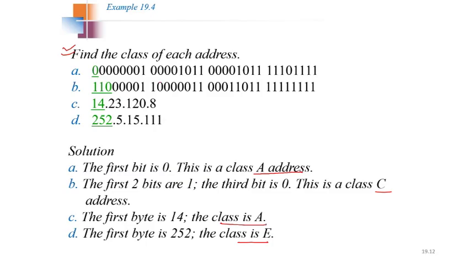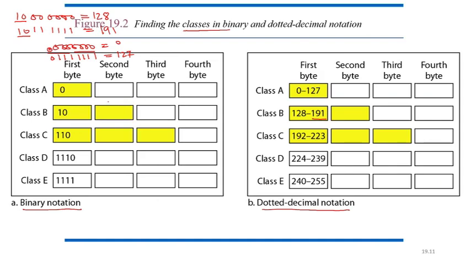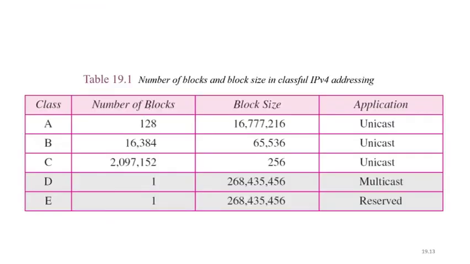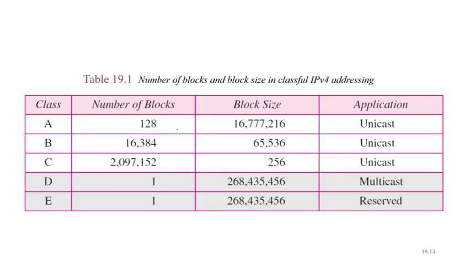Here the number of blocks and block size in classful IPv4 addressing is given. Here this yellow color represents the number of blocks. The yellow color represents only the first byte, meaning only the first byte is going to change, starting from 0 to 127. So that means a total of 128 blocks will be there.